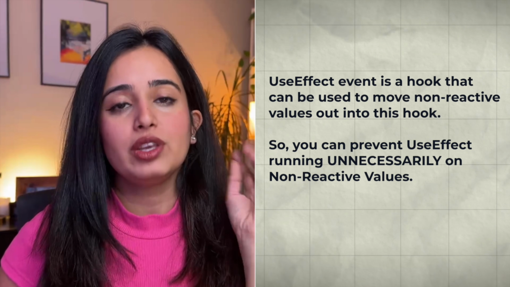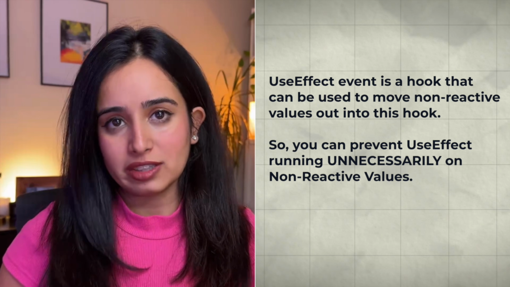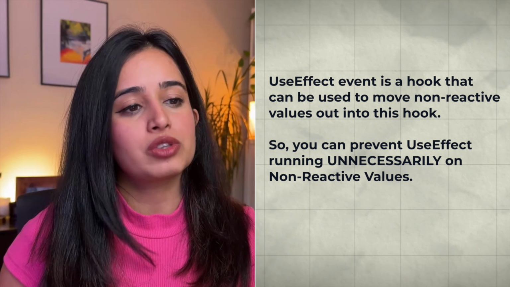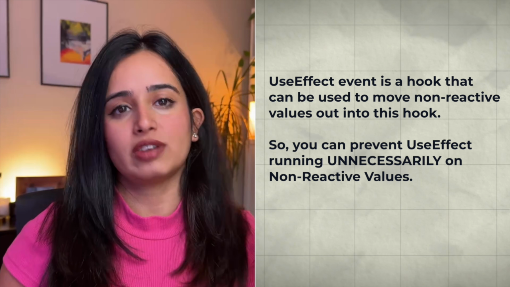In summary, useEffectEvent is a hook that can be used to move non-reactive values out into this hook so that you can prevent useEffect from running unnecessarily on a non-reactive value. I'm excited about this hook because I have noticed that in my useEffects, I've had to disable this exhaustive dependencies ESLint warning because of the same reason. I did not want to add it in the dependency array. So I'm excited to use this hook and clean up my useEffects.